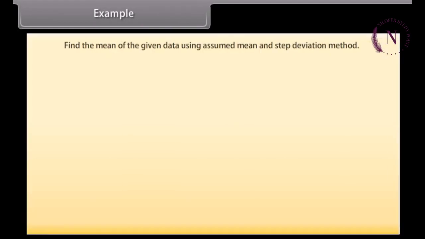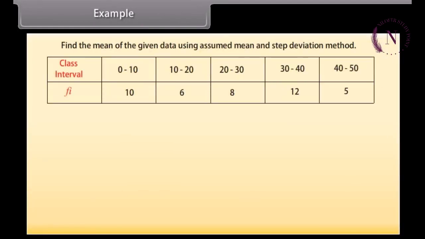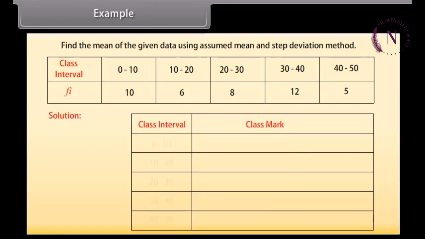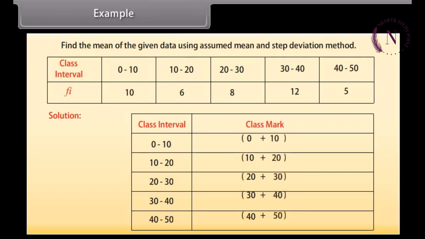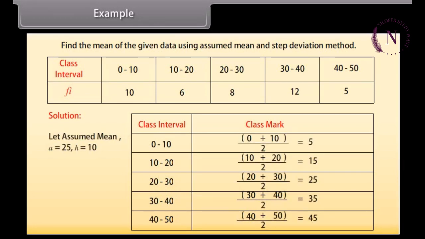Example. Find the mean of the given data using assumed mean and step deviation method. Solution. First, we find the class mark for each class interval by using the formula. Class mark equals upper class limit plus lower class limit upon 2. Let assumed mean a is equal to 25, h equals 10.